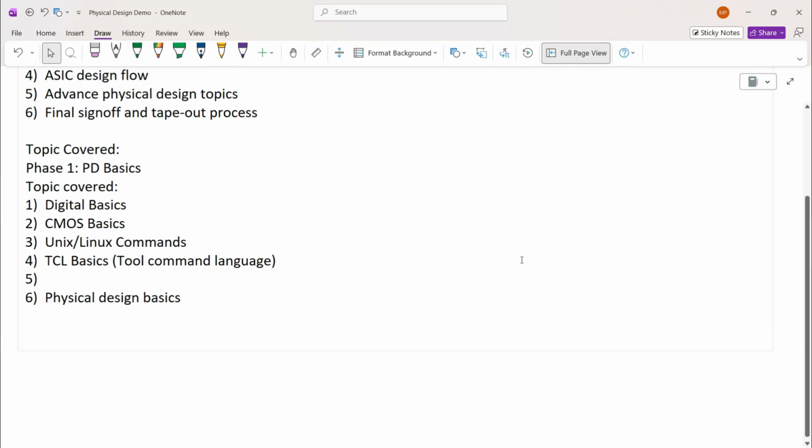Before physical design basics, I missed one thing. Along with Linux, we also do GVim commands. So Linux is an operating system, right? And GVim is for working with files, like TCL scripts. How to close a file, how to open it, how to find.